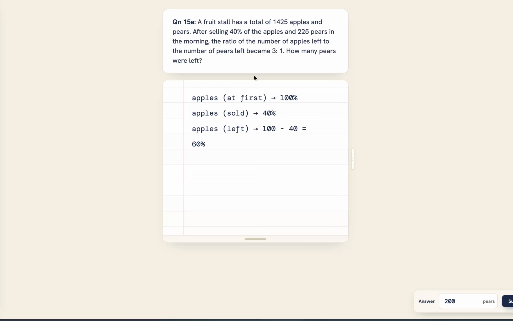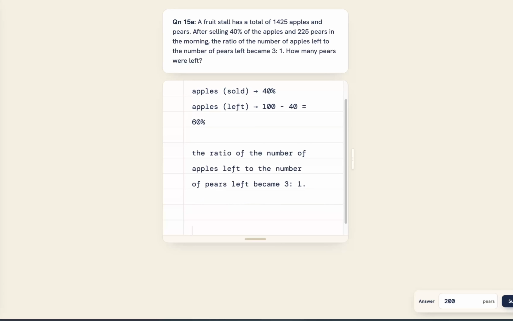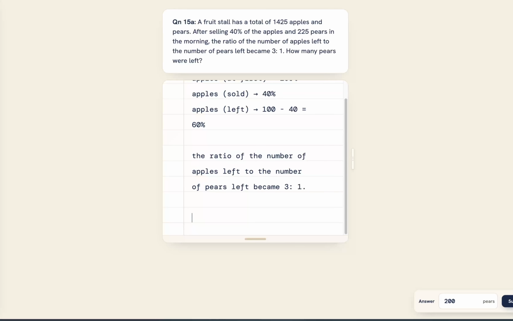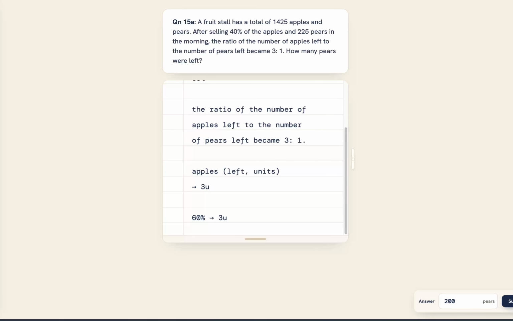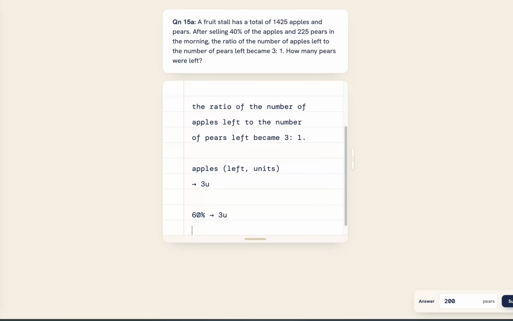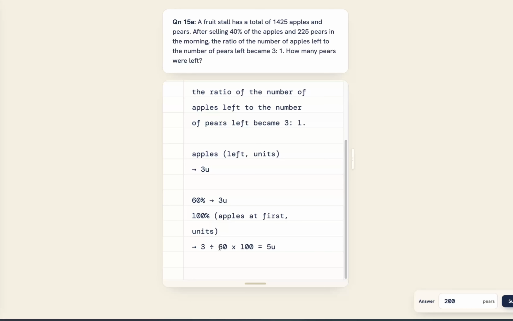From the question, it says the ratio of the number of apples left to the number of pears left became 3:1. So that means apples left is 3 units. It also means that 60% is 3 units. And then 100% of the apples at first, in terms of units, would be equal to 3 divided by 60 times 100, which is 5 units.